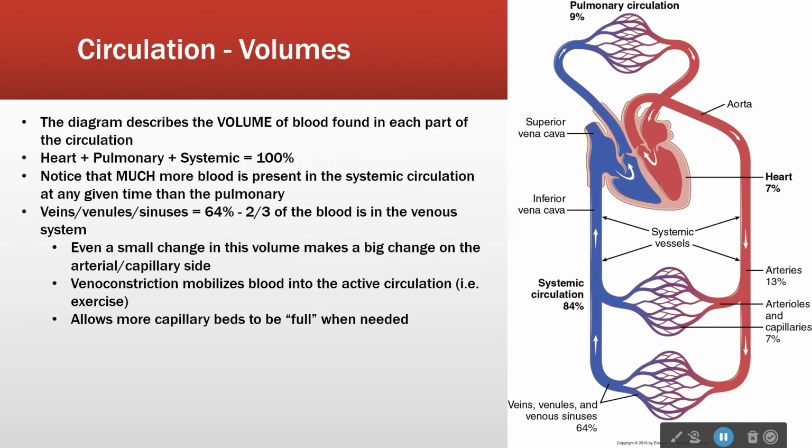And then we have the veins, venules, and sinuses. We see that down here, okay? And there's that 2/3 I was talking about. So at any given time, 2/3 of the blood in your body is in the venous system. So a small change in that volume can make a big change in active circulation.